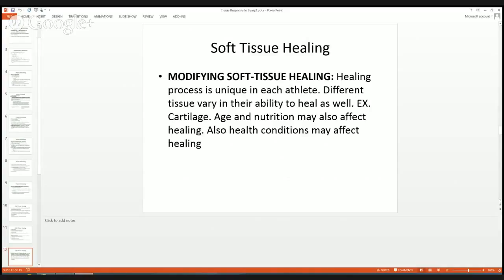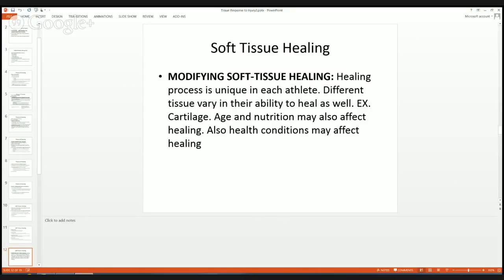So it's different for each athlete, it's different for each tissue, and the tissue varies in the ability to heal as well. So, for example, cartilage. Age and nutrition may also affect healing, and also health conditions may affect healing. Nutrition, obviously, if you've got somebody over here who's eating right, somebody over here who's barely getting enough nutrition to make it through the day, this one here is going to heal quicker than the other athlete.